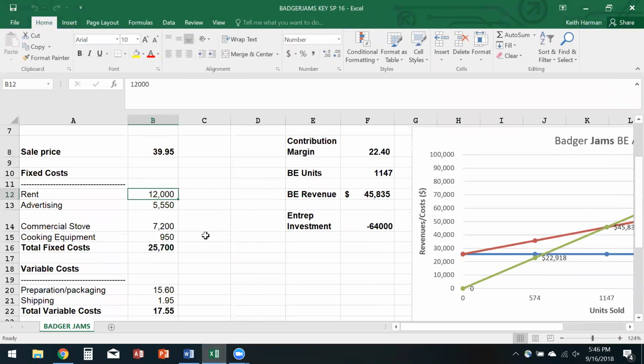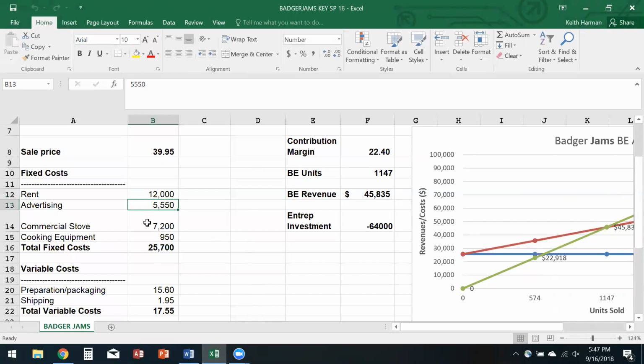This Badger Jam, this person has absorbed rent. So they have to pay the rent. It's a fixed cost. Advertising. Here they're kind of considering a fixed cost. They're just opening up. They're just starting their business. They have to engage in advertising, and they're going to spend $5,000 whether they get one sale or not. That's why we call these sunk costs as well. You've got to pay that to get into the game, if you want to put it like that.